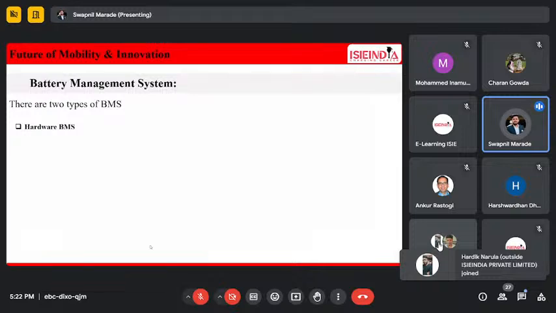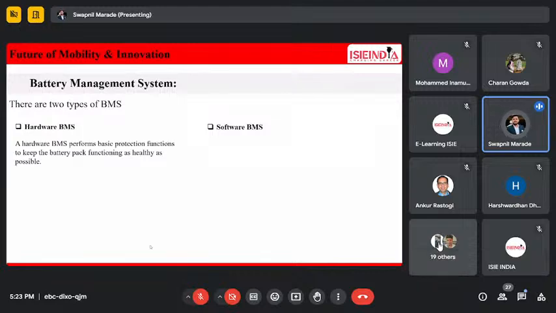There are two types of BMS. First is a hardware BMS, second is a software BMS. So the hardware BMS performs the basic protection functions to keep the battery pack functioning as healthy as possible.